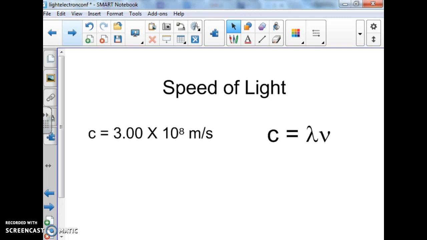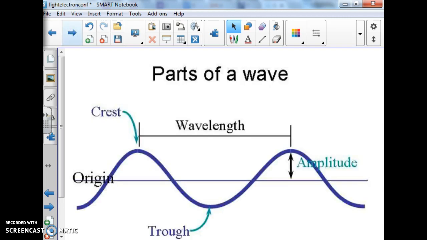Okay, and then you just need to write the formula. c equals, that means the speed of light, equals wavelength times frequency. Remember, that lambda symbol is wavelength, and that nu symbol is frequency. All right, parts of a wave. So I want you to draw this page here and label the parts. Right there where I left that blank space in about the middle of page 2. So take a moment to draw the wave diagram.